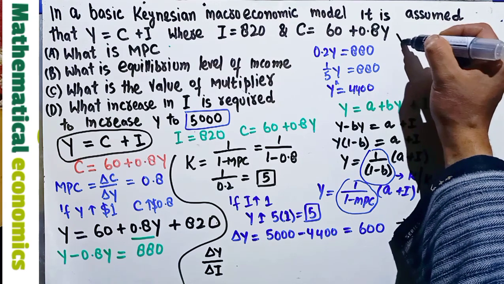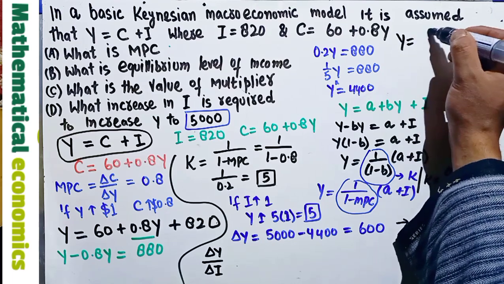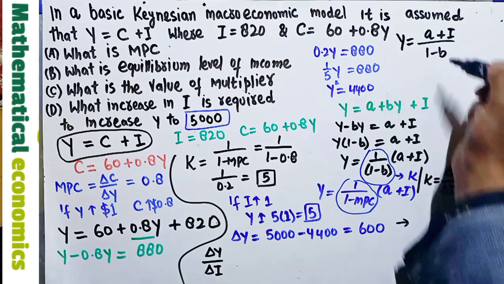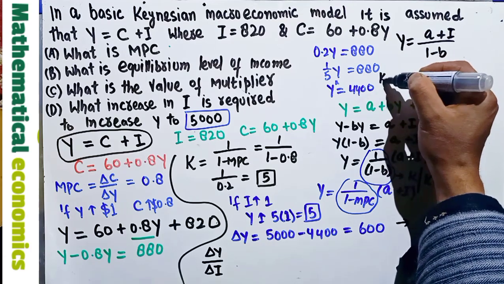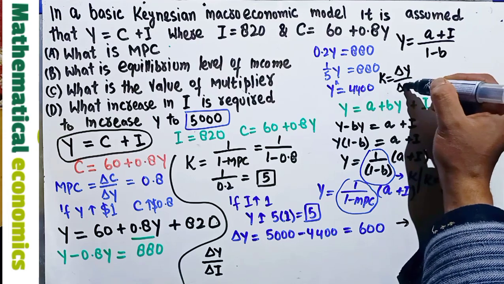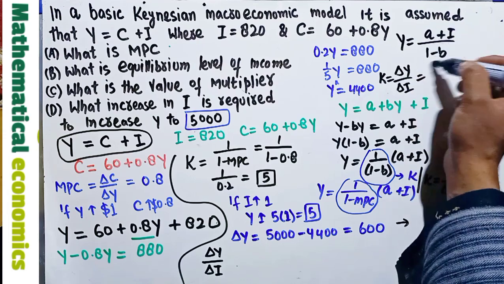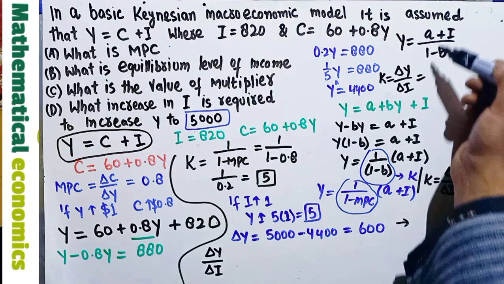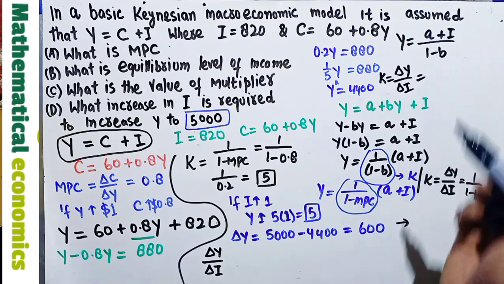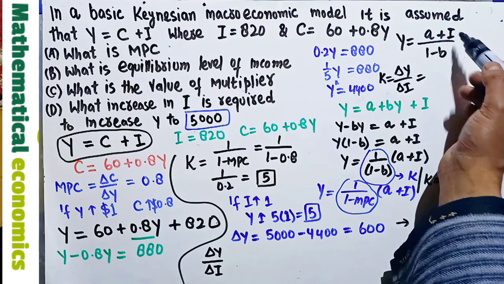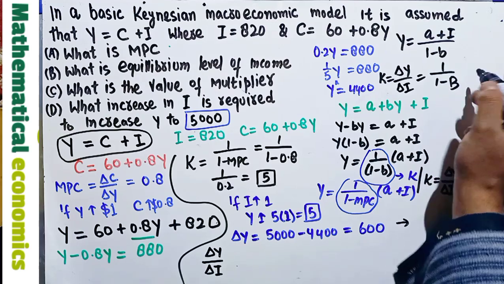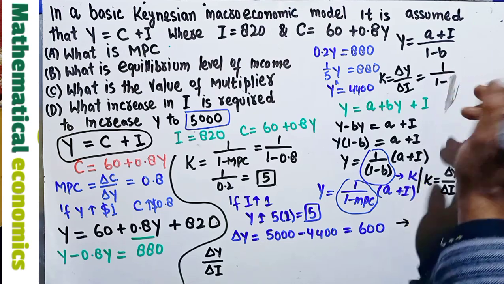That is, our y was equal to a plus I upon 1 minus b. Now the multiplier is simply the change in income due to change in investment. That means the derivative of this function with respect to I. This a is a constant, and the derivative of a constant is 0. The derivative of I will be 1, so we are left with 1 upon 1 minus b. That was our multiplier here.